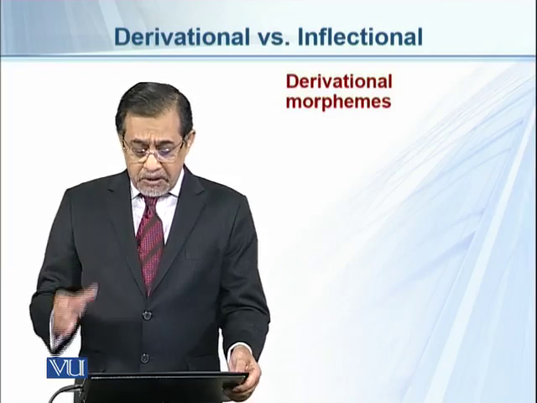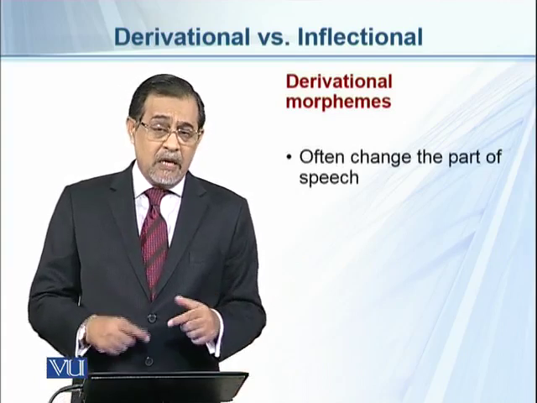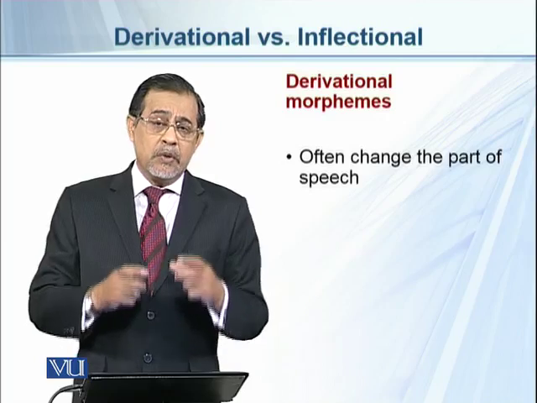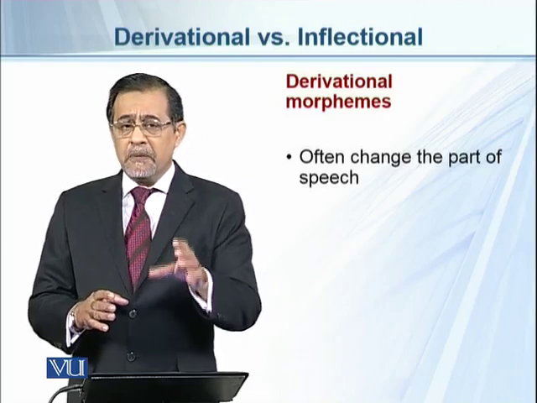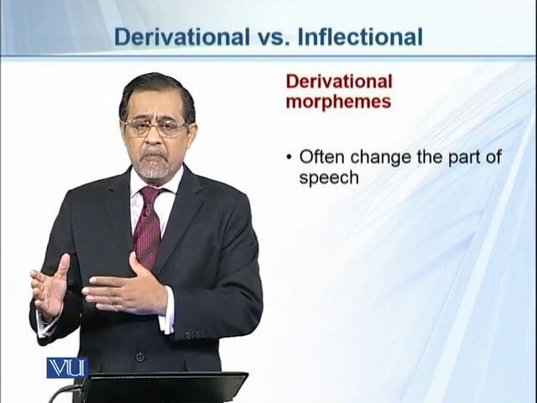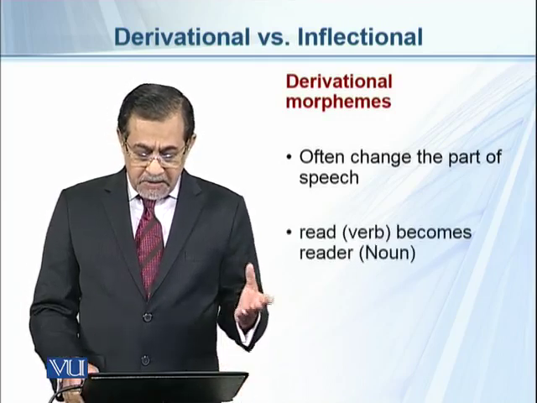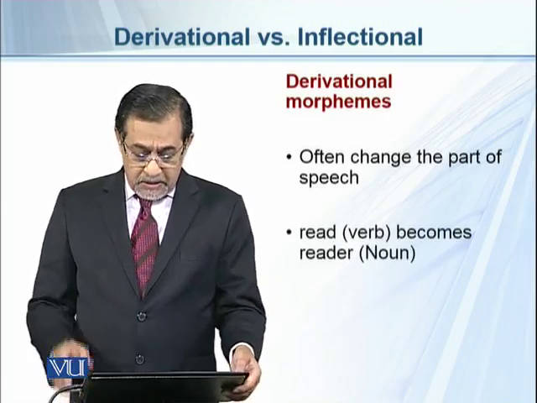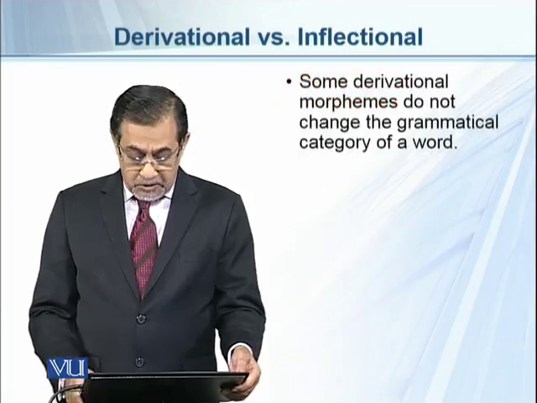Derivational morphemes, on the other hand, often change the part of speech. Here we use the word "often". It means that in some cases the derivational morphemes do not change the class. They are like inflectional morphemes. For example, read, a verb, becomes reader, which is a noun. It is the first example in which the class is changed.